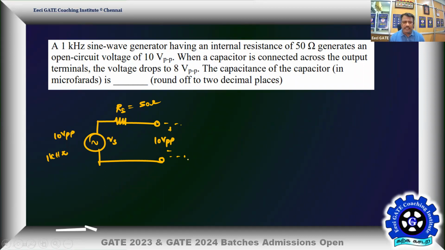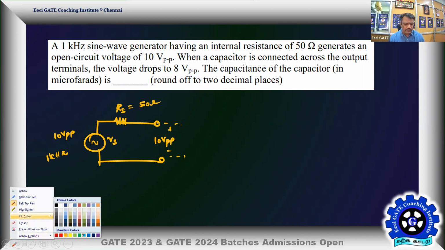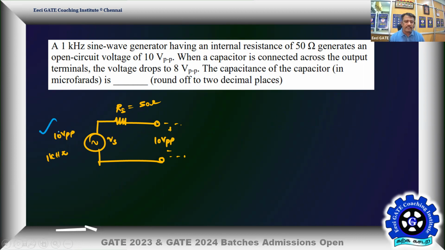Then a capacitor is connected across output terminals. Yes, connect the capacitor now. So the first statement gives indirectly the information about your source Vs, a sinusoidal source of 1 kilohertz frequency. Now let us connect the capacitor, of value C. Because of this connection, the voltage is now falling from 10 volt peak to peak to 8 volt peak to peak.